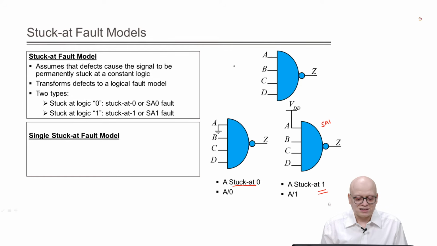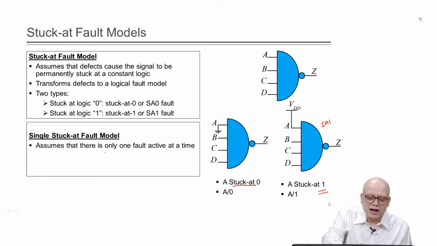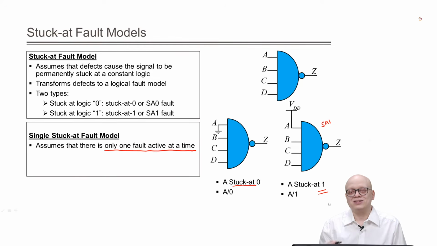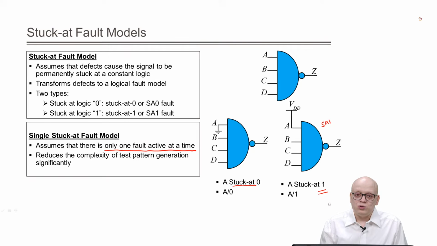Now, what is the single stuck-at fault model? In the single stuck-at fault model, we assume that there is only one fault active at a time in our circuit. And why do we use it? We use it because it reduces the complexity of test pattern generation significantly.